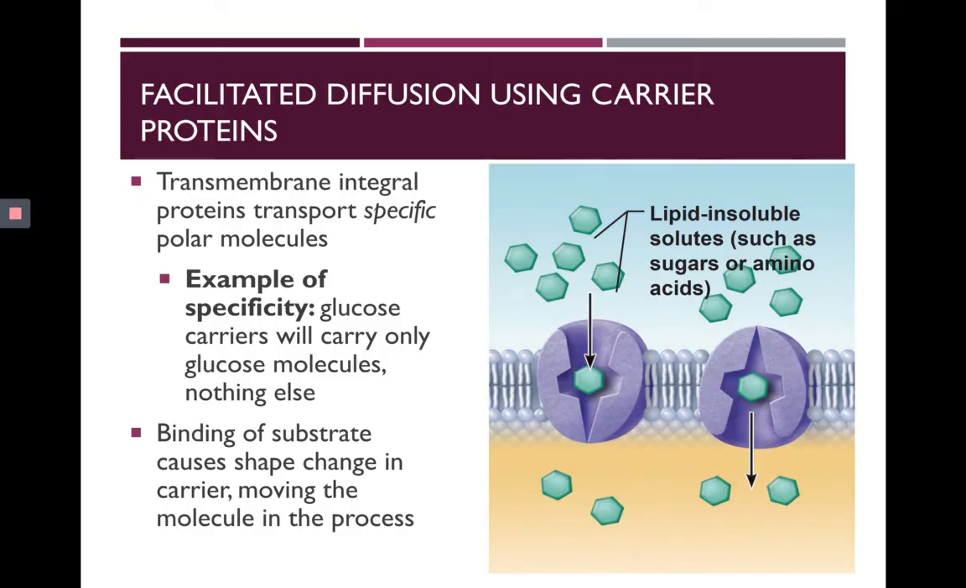So here is an image from your textbook. We can see lipid-insoluble solutes, so things that are hydrophilic, things like sugars, or maybe it's an ion. They're using a carrier protein to move them from an area of high concentration to an area of low concentration. And that just happens to be from outside to inside the cell. And these carrier proteins tend to be specific. So for example, here we have a carrier that is specific for glucose.